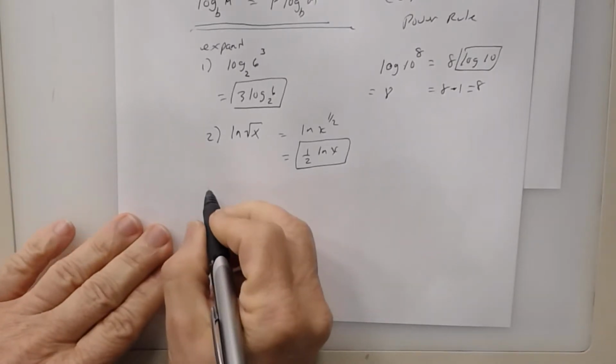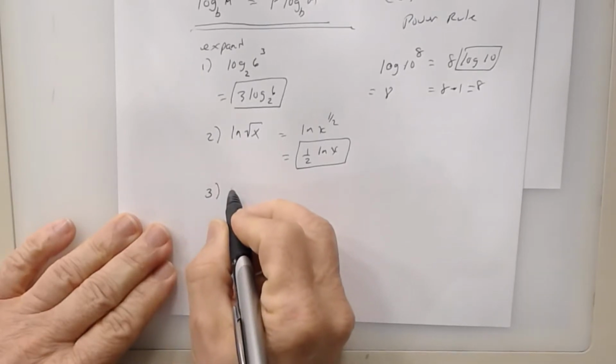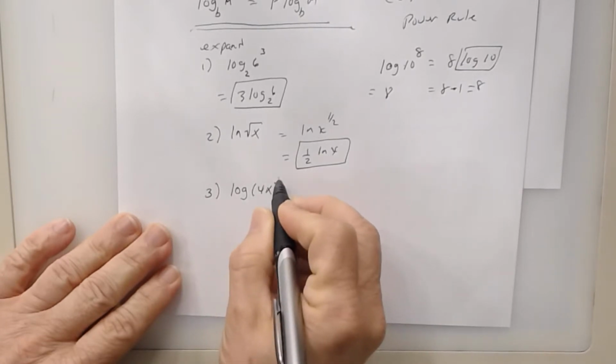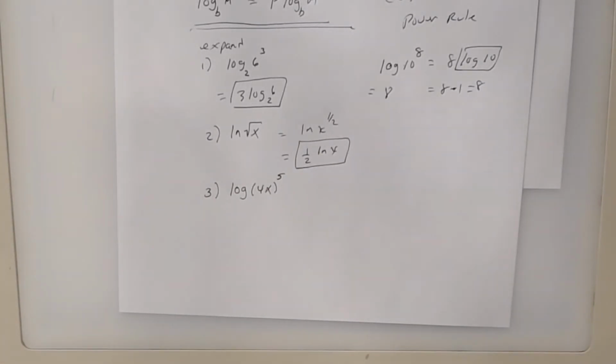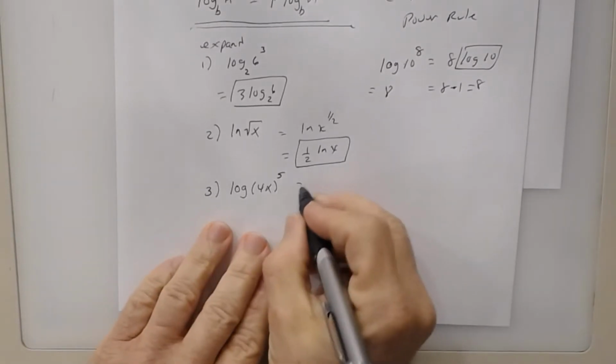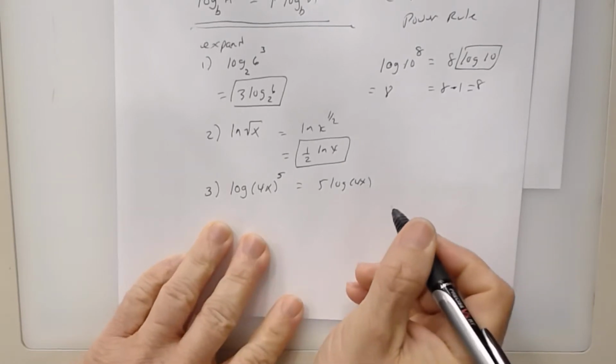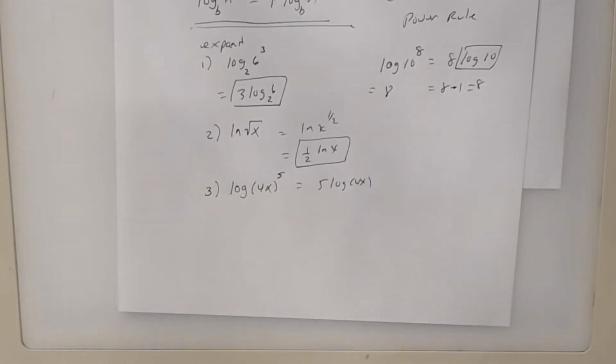All right, now let's look at this one. The log of 4x to the 5th power. Is that exponent 5 part of my argument? Yes. So what can I do with that 5? Move it to the front. That's 5 log of 4 times x, or 5 log 4x. But can I expand even further? Yes or no?